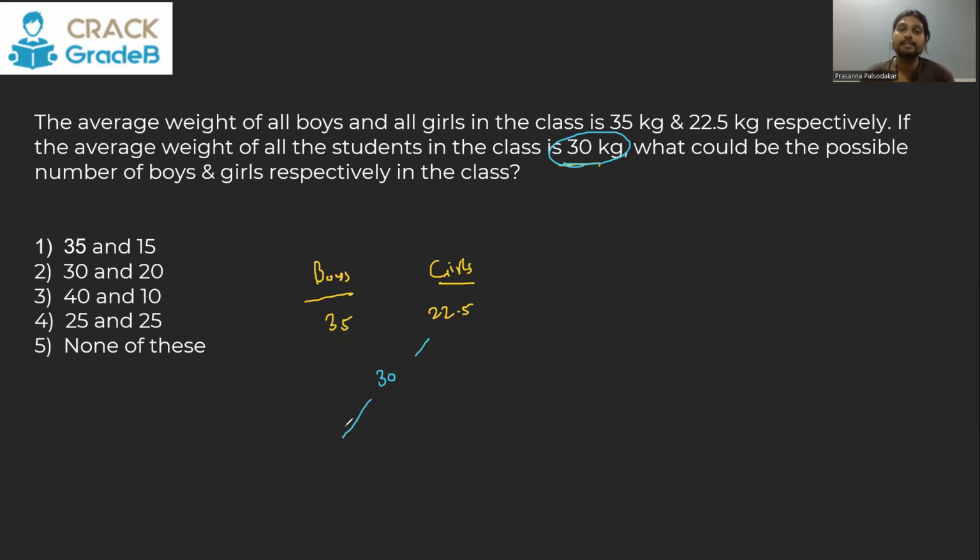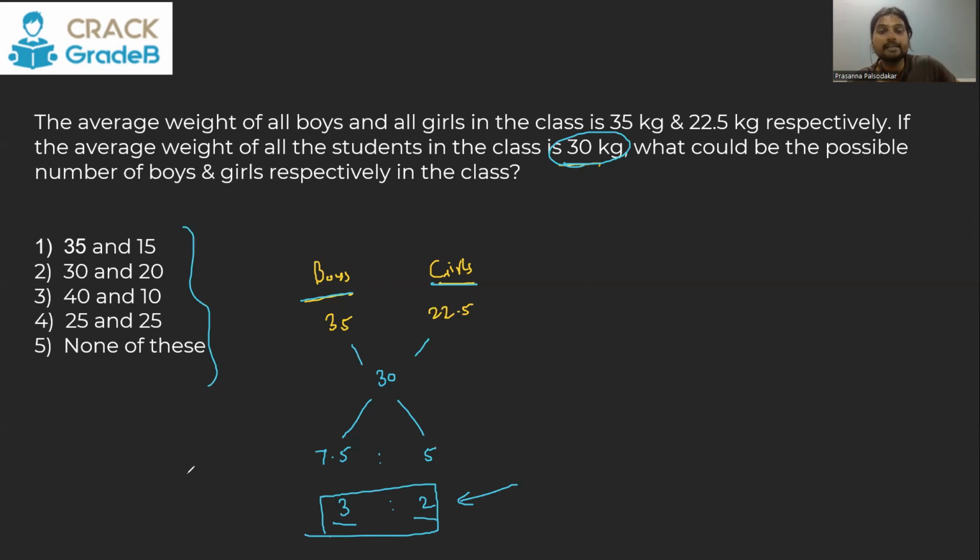And then we take the difference. This difference is 7.5. This difference is 35 minus 30, which is 5. And if you take the ratio now, it is going to be 2.5 is 3 times, 2.5 is 2 times. The ratio here is 3:2. That tells you what should be the ratio between boys and girls. So the option where the boys and girls possess the ratio 3:2 between them has to be the answer, because they are asking what is the possible number. So the answer is going to be 30 and 20 because they are in the ratio 3:2. Easy?